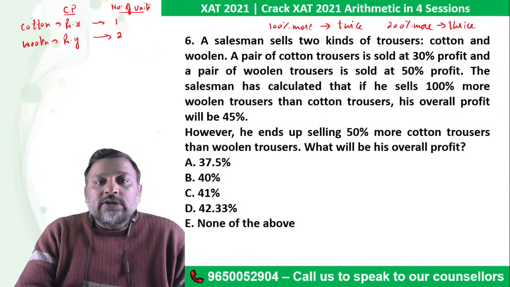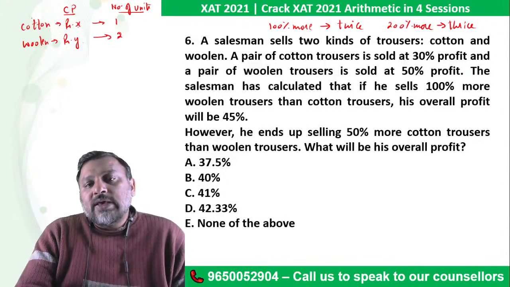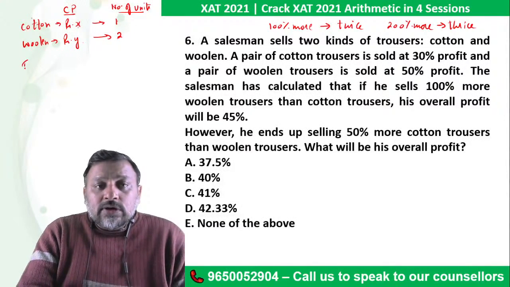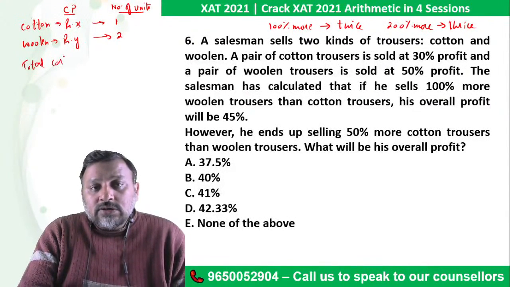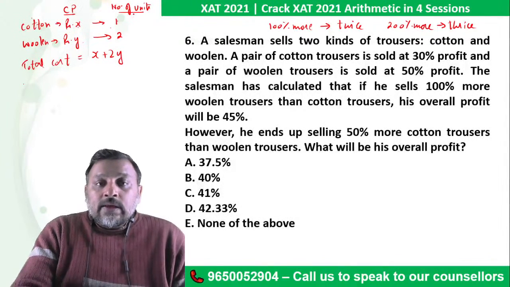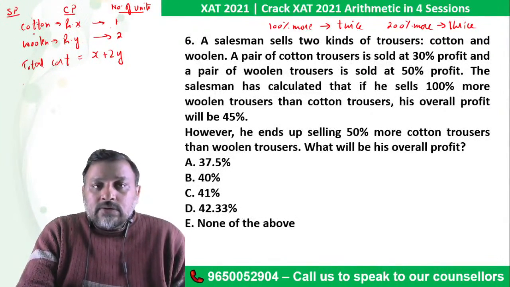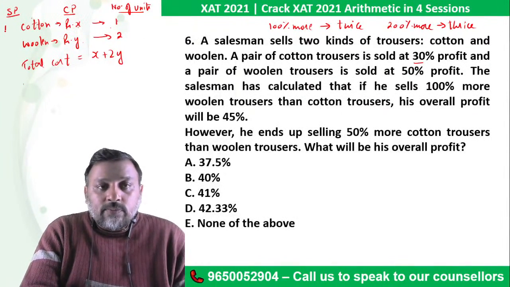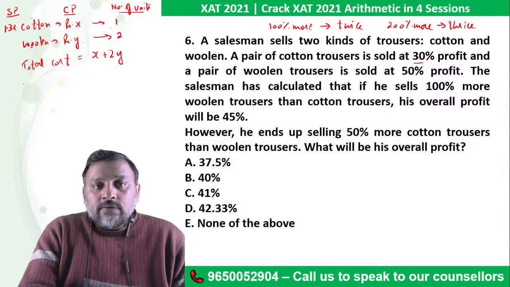So number of units, इसका 1 सेल किया, इसका 2, ये एज्यूम किया है आपने. हाँ, 100% ज्यादा है, तो अगर आप ये 5 लेते तो ये 10 हो जाता. ओके, सो टोटल कॉस्ट कितना हो गया? टोटल कॉस्ट इज x plus 2y. ओके, सेलिंग प्राइस फॉर कॉटन, there is a profit of 30% on cotton, so selling price would be 1.3x. For woolen there would be 1.5y.